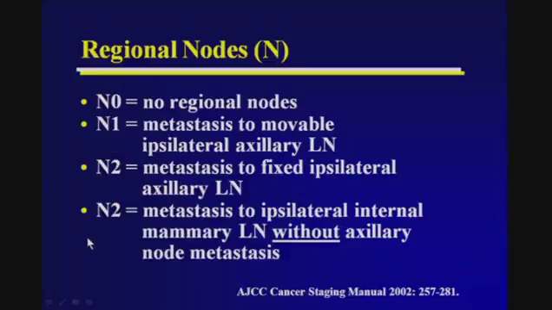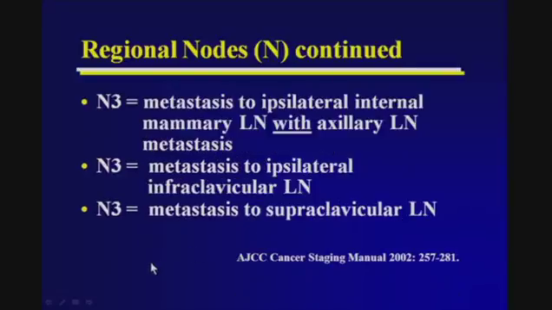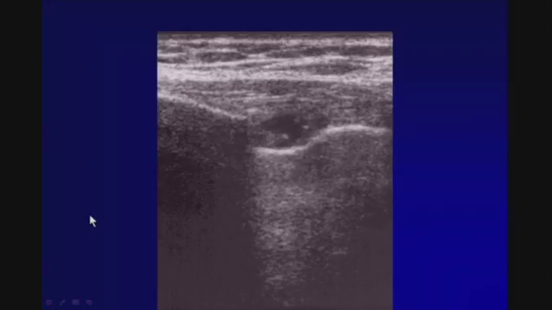Then when we consider classifying the nodes, we take the nodal station as well as the number of lymph nodes involved. For example, N2 would be metastatic disease to ipsilateral axillary lymph nodes. N1 is metastatic disease to movable axillary lymph nodes. When we think about N3 disease, one area where we can make an impact with ultrasound is looking in the infraclavicular as well as the supraclavicular region. In both of those areas, if we find involved lymph nodes, metastatic lymph nodes, the patient would be classified as N3. Here's an example of an involved internal mammary lymph node. Notice the lymph node here, somewhat expanded, oval but irregular, heterogeneous echotexture here.